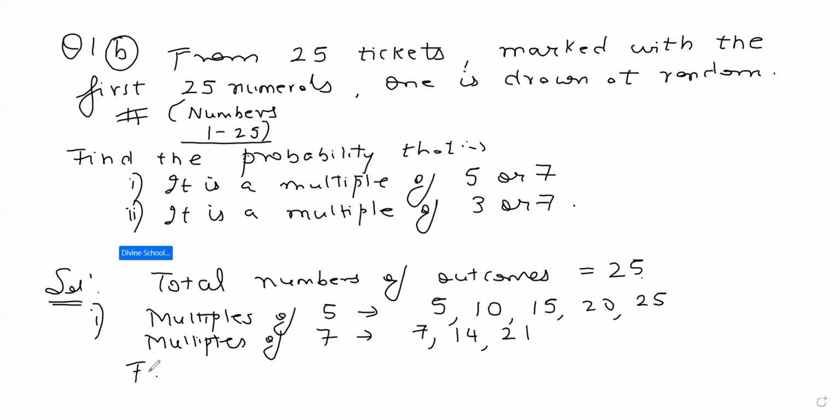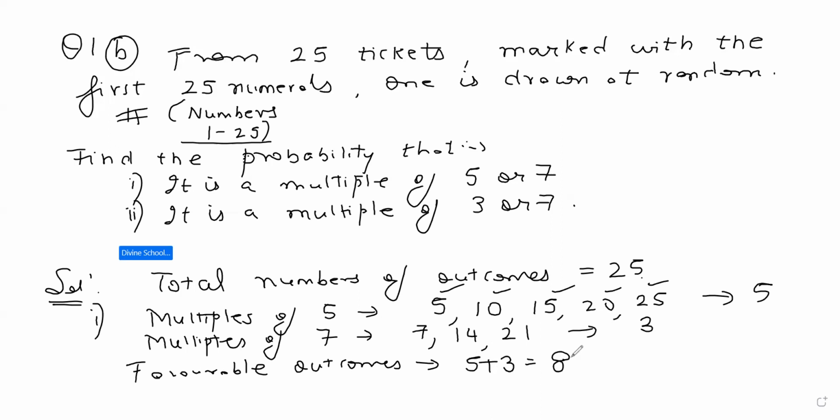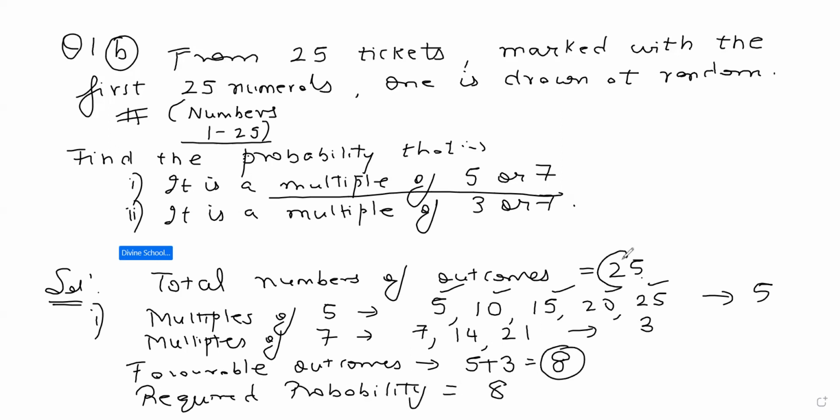So what are my favorable outcomes? For part A, my favorable outcomes are, here I have how many outcomes? 1, 2, 3, 4, 5. Here I have 3 outcomes. So favorable outcomes are 5 plus 3, which is 8. Because the ticket should either be a multiple of 5 or 7. So what is my required probability? The required probability is favorable outcomes 8 upon total number of outcomes 25. This is my answer for part 1.